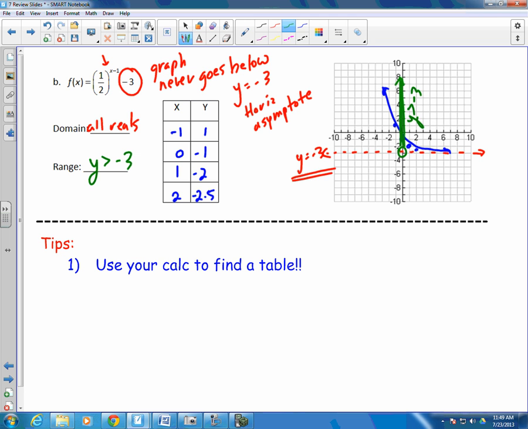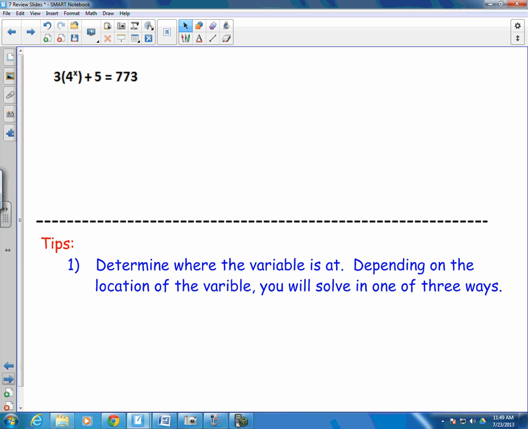So that would be my domain and range for that particular question. All right, moving on. We get into the solving questions. Okay, this is where you need your logs. So when I solve a question, I have to determine where the variable is at, and that's going to give you a clear indication of what you want to do.